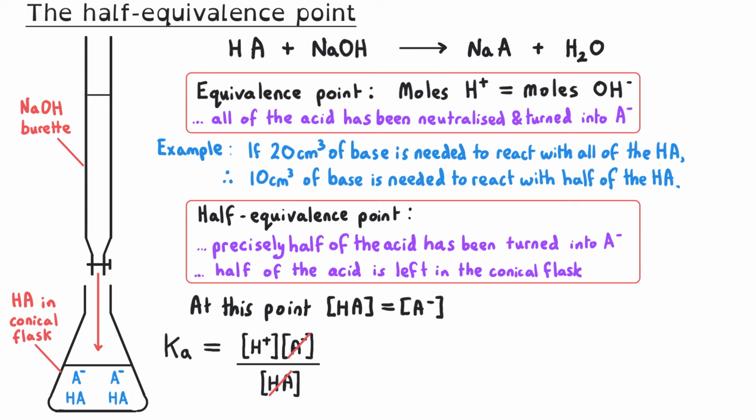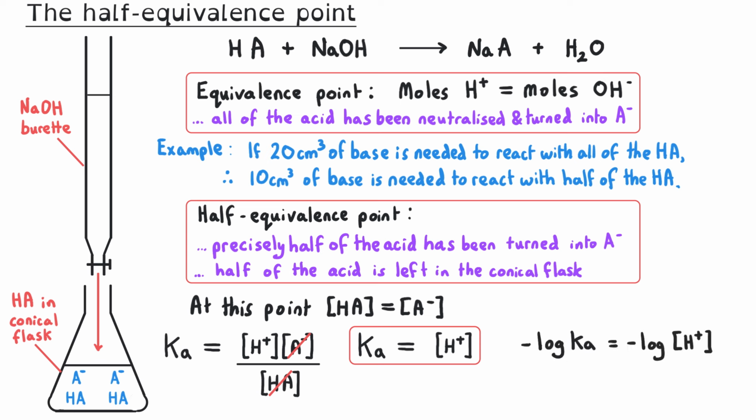And since the unreacted acid concentration is the same as the salt concentration, these terms will cancel out in the expression. And so it will simplify down to Ka is equal to the hydrogen ion concentration. And then if we take negative logs of both sides of this expression, the negative log of Ka is equal to pKa, and the negative log of the hydrogen ion concentration equals the pH. And so we can say that at the half equivalence point, Ka is equal to the hydrogen ion concentration, and pKa is equal to pH.